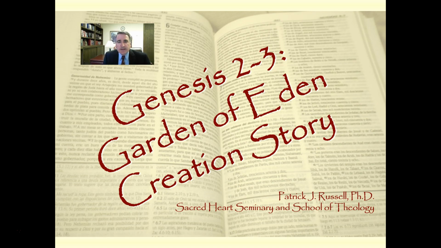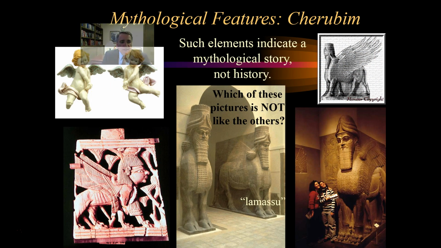In contrast, the Garden of Eden story is about a world that we don't know. We've never been there. We know we've never been there because at the end of the story we're told that the whole garden is protected by this mythological creature called the cherubim. It has a flaming sword that turns in all directions.